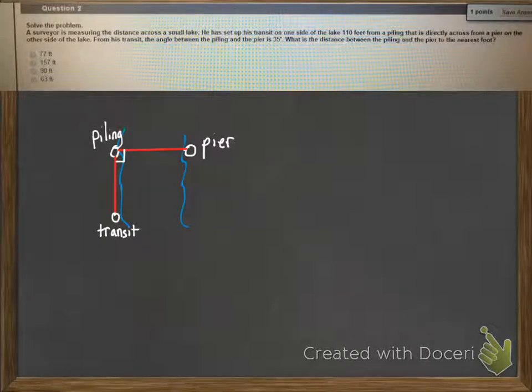A piling, by the way, if you're curious, is a vertical piece of wood, steel, or stone that's been hammered vertically into the ground, just part of some foundation. So just in case you were curious, that's what a piling is.